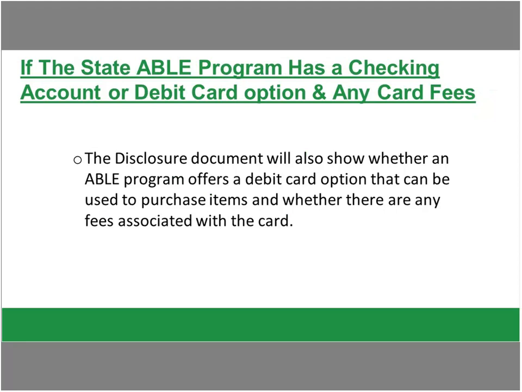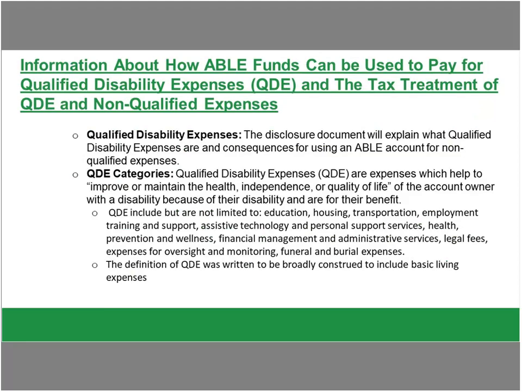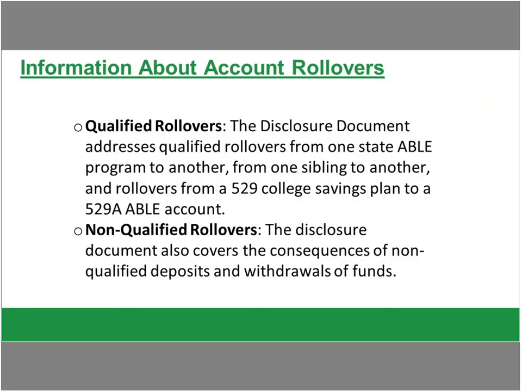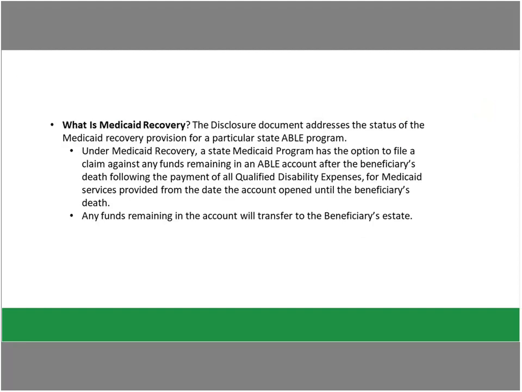Again, the checking card option: the disclosure document will also show whether an ABLE program offers a debit card option that can be used to purchase items, and whether that card has a fee associated with it. The disclosure document should talk about definitions related to how the money can be spent. It should also talk about what is allowable in terms of a rollover and what's not allowed in terms of a rollover.